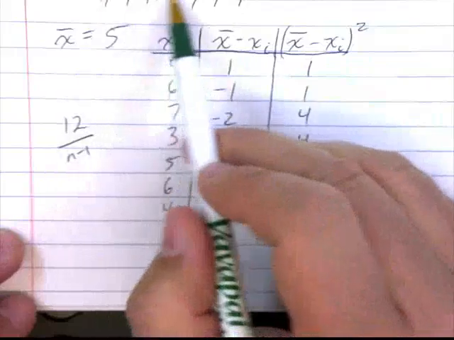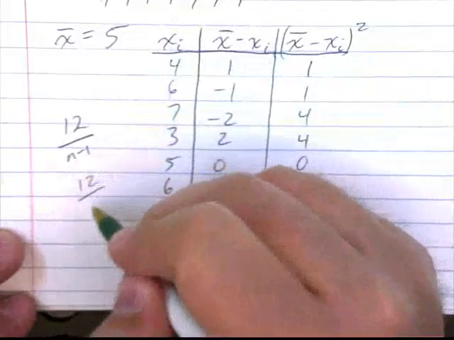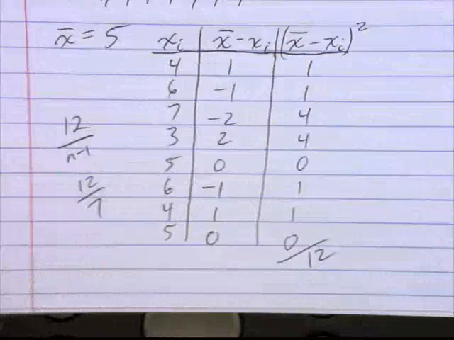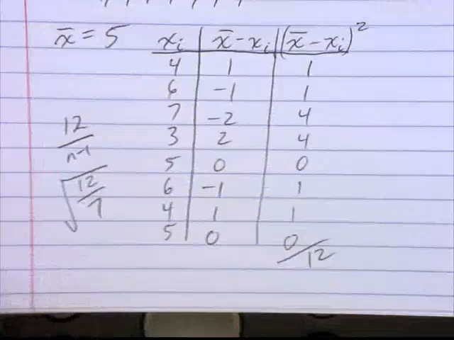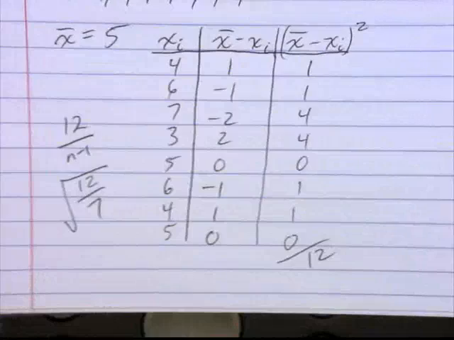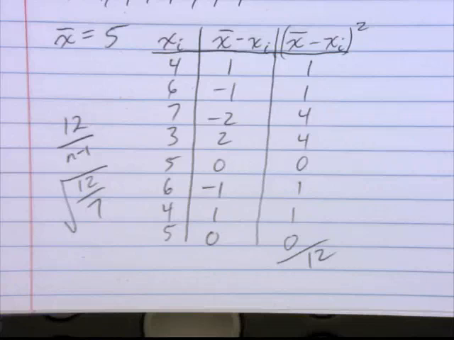So n in this case was 8. So I'm going to take the 12 and divide it by 7. And then that's going to give me the variance, and I'm going to take the square root of that to get the standard deviation. So 12 divided by 7 is 1.71428, and so on. And I'm going to take the square root of that, square root of my answer.